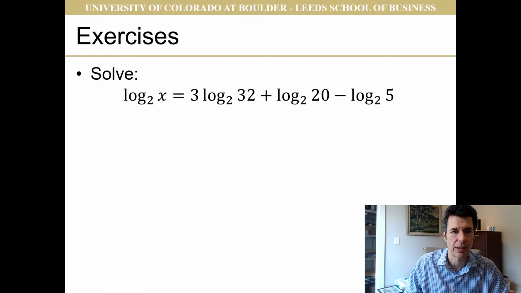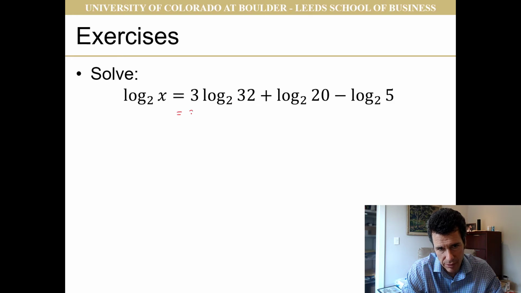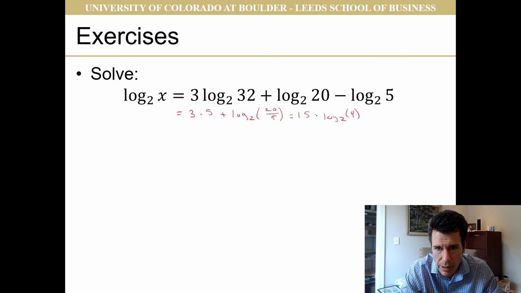Okay, some more complicated exercises. Solve log base 2 of x equals 3 log base 2 of 32 plus log base 2 of 20 minus log base 2 of 5. What a mess. Okay, so let's work through some stuff here. Well, log base 2 of 32 is 5. So that's 3 times 5. And then I'm going to combine these. If we're taking the difference of two logs, we get to do the log of the quotient, or of the ratio. So log base 2 of 20 over 5 equals 15 plus log base 2 of 4. Log base 2 of 4 is 2, so that's 17. So log base 2 of x equals 17, which means that x equals 2 to the power 17, which is some big number.